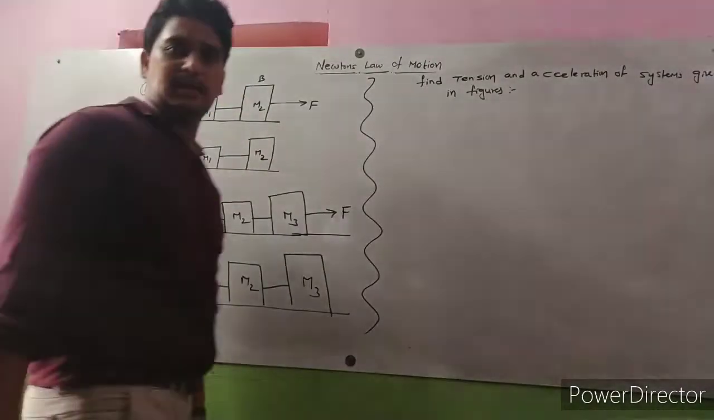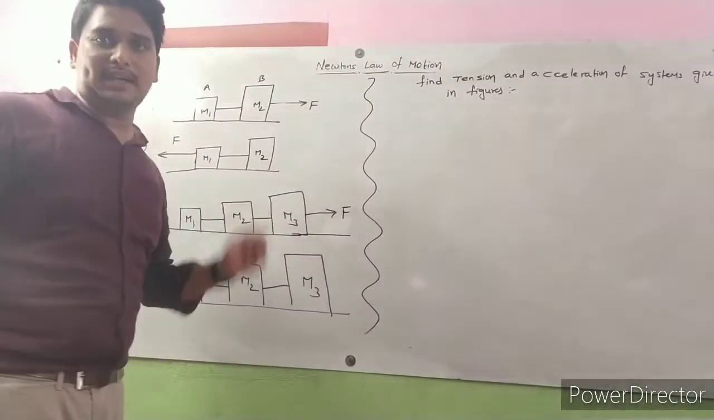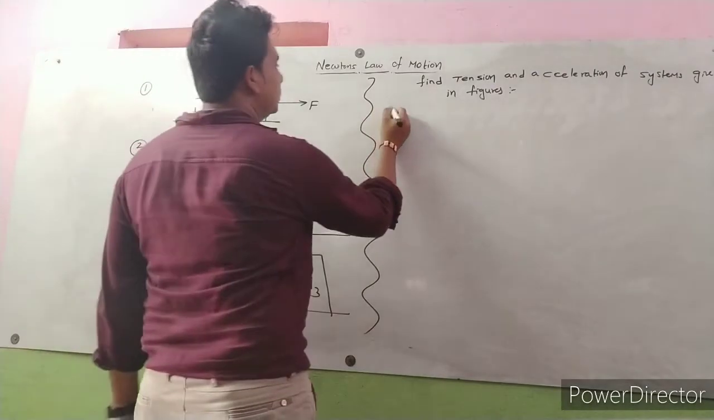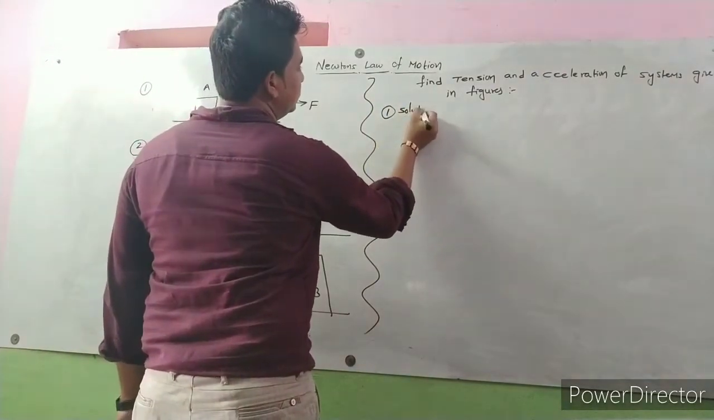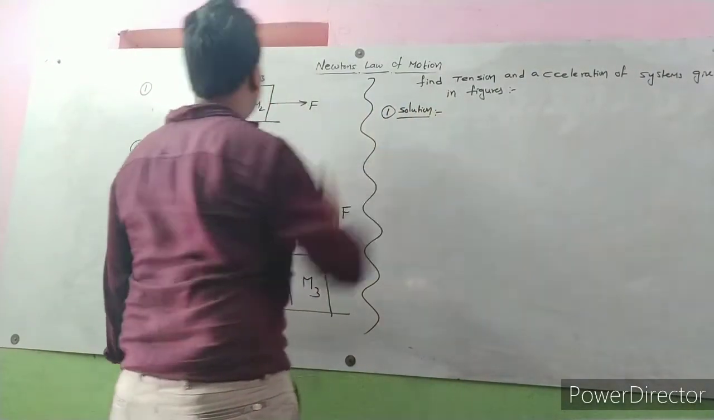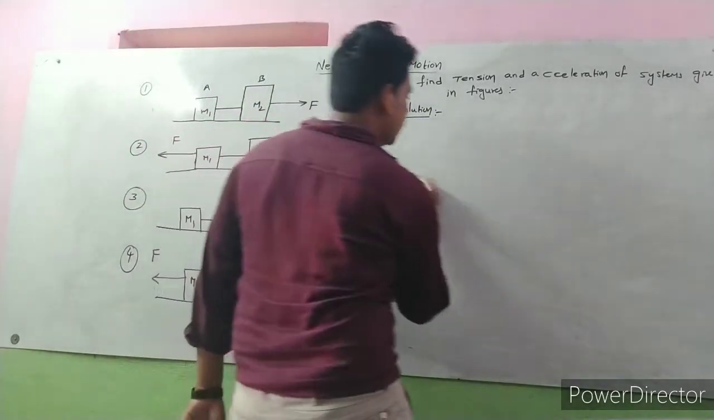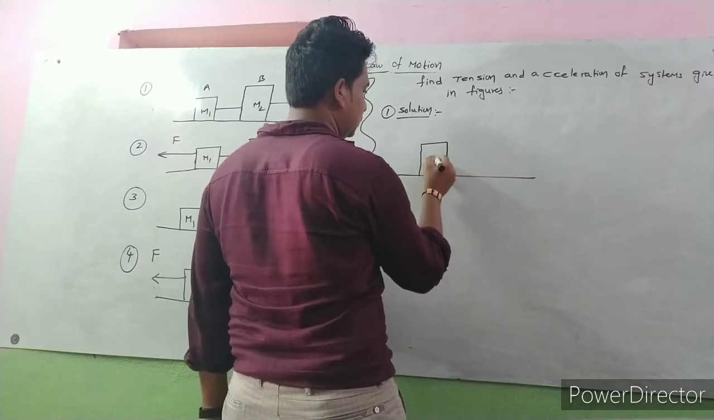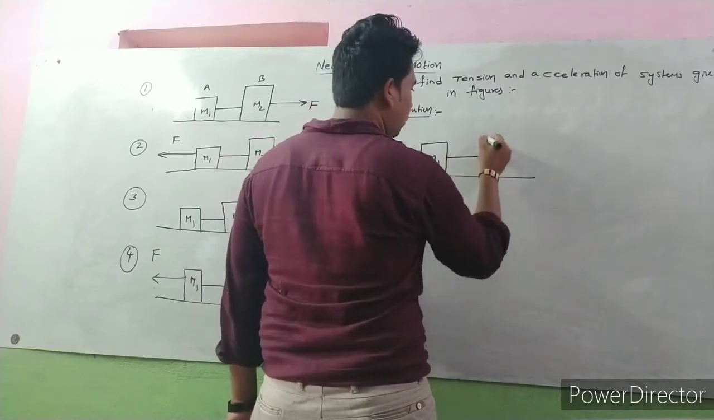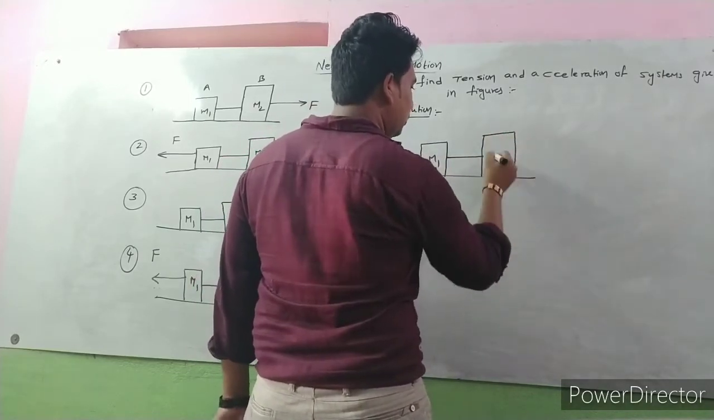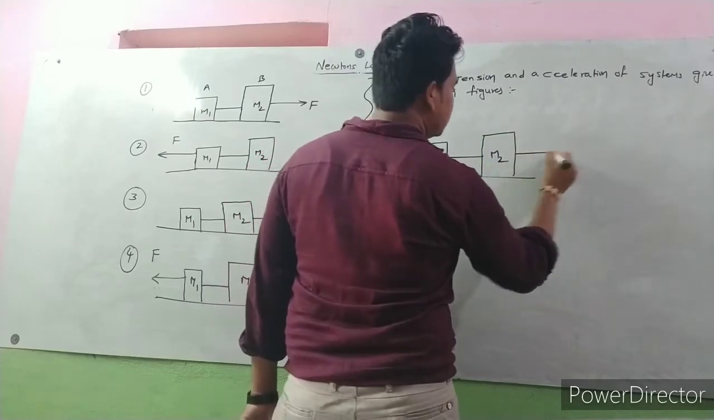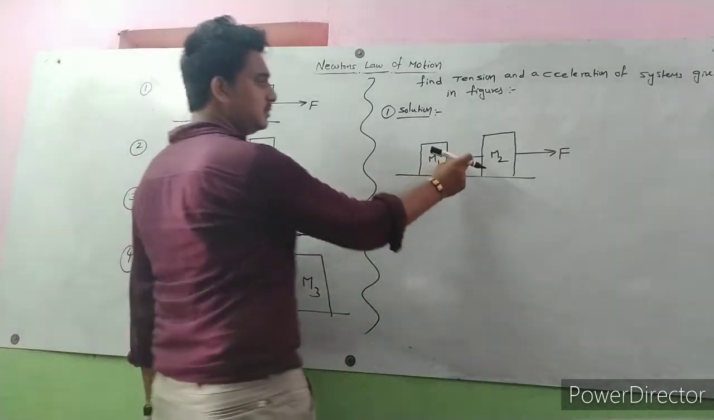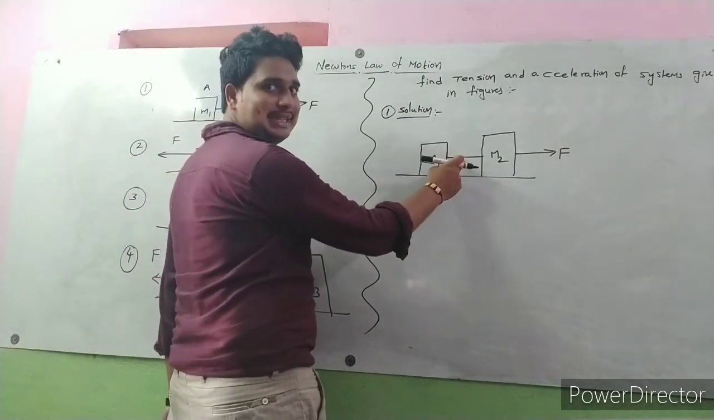So I explain one by one here. First, I am going to explain the first question solution. What is the first question given? Observe carefully. This is block M1, and this is block M2. Here the applied force is F. M1 and M2 are connected by a string.